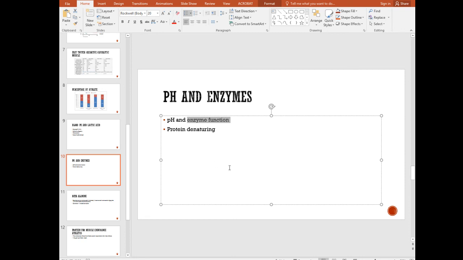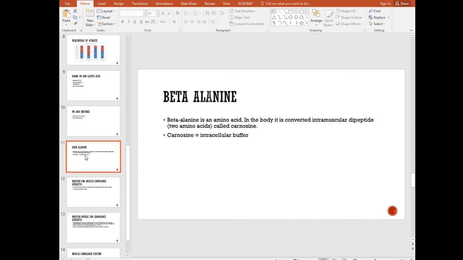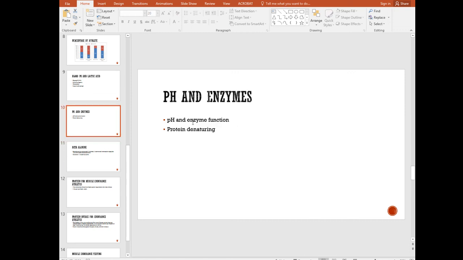If you've ever cooked an egg and you saw the egg white go from clear to white, what was happening was the temperature caused that protein to denature. That's the easiest way for me to visualize it. And proteins can denature in your body, and enzymes are a collection of proteins. That's what we're talking about.